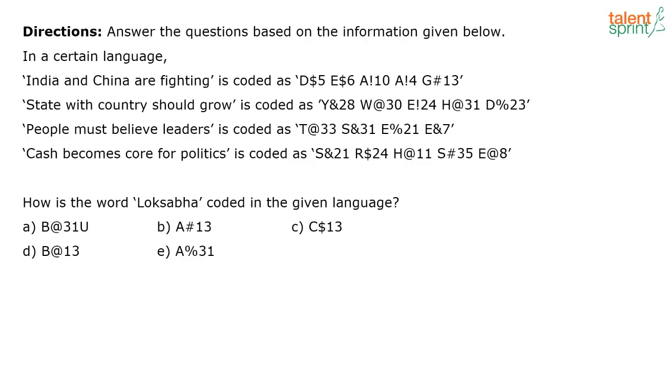Okay, I'll give you 1 or 2 seconds to read the question and try to understand it, and then I'll go about solving it. See, one major thing that you can notice here is this: India and China are fighting. Now if you look at these words, no, last letter in India is A, last letter in and is D, last letter in China is A, E and G. Now if you look at the codes, you have D, E, A, G.